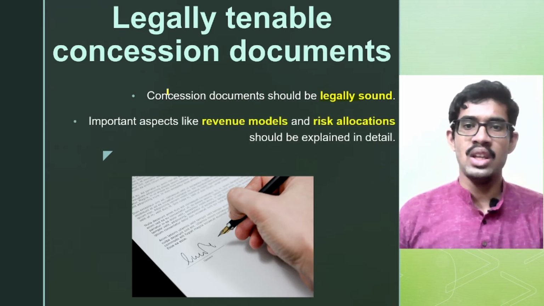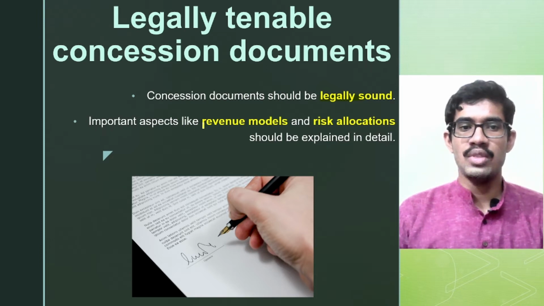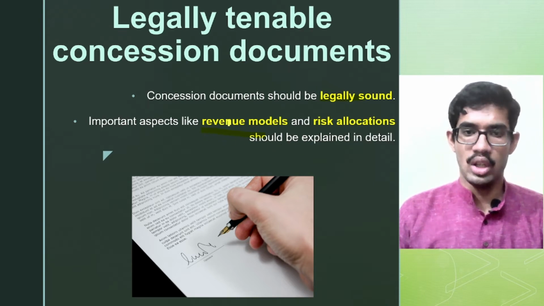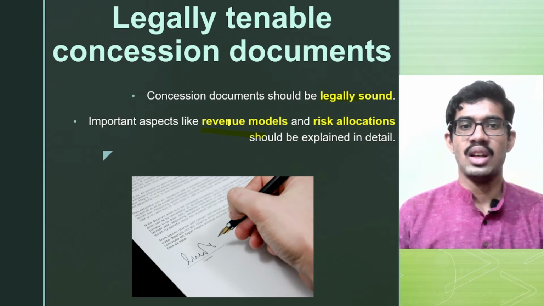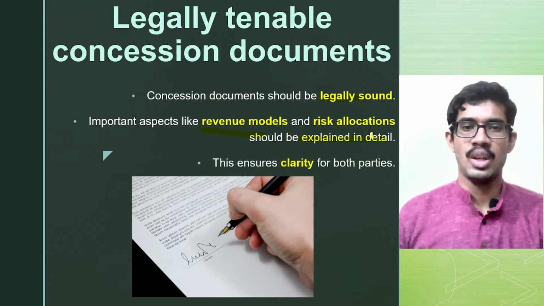If it has to be legally sound, then we need to include important aspects like revenue models and also the risk allocations, where the private partner is taking the risks in this project and how he is earning the capital in this project in the long term. Everything should be explained in detail in the concession document signed by the private player. This ensures clarity for both parties.